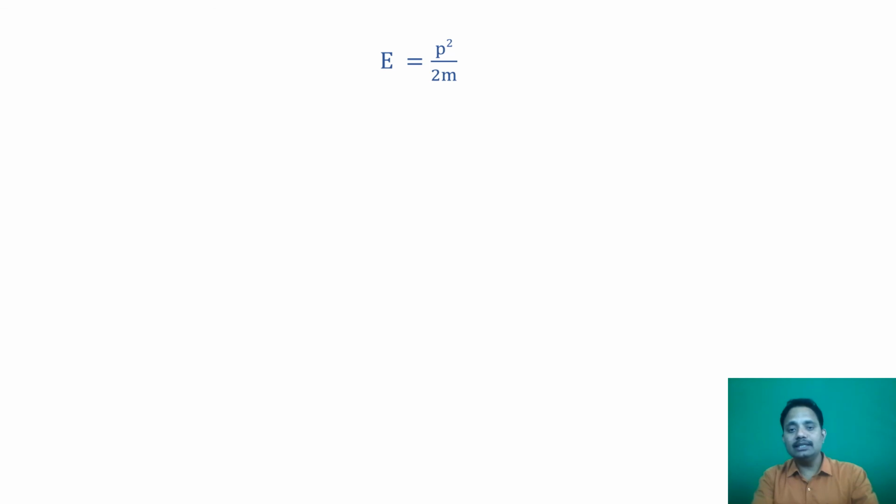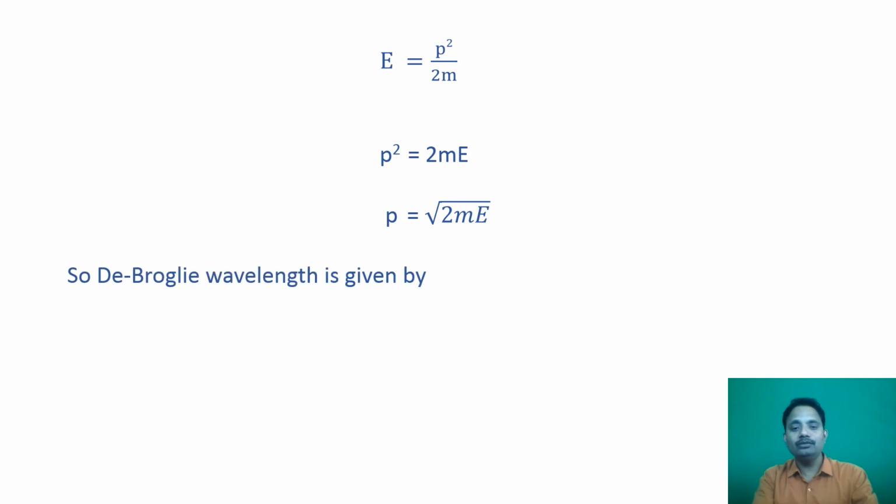We can write this equation in terms of momentum, so it gives p square is equal to 2mE. When we want only momentum, we have to take the square root of both sides, so p is equal to under root 2mE, where m is the mass of the particle and E is the kinetic energy of that particle. Now this simplified form of momentum we can put in the equation of the de Broglie wave, which gives lambda is equal to h upon under root 2mE. This is the de Broglie wave in terms of kinetic energy.